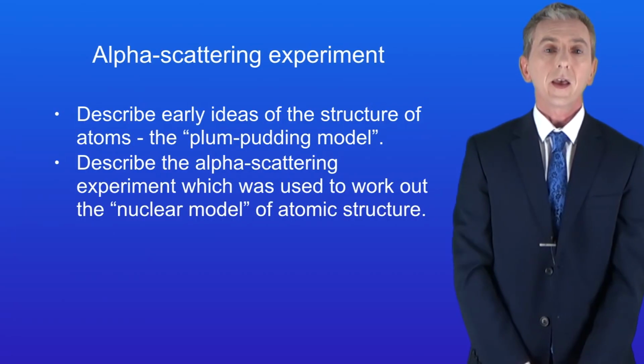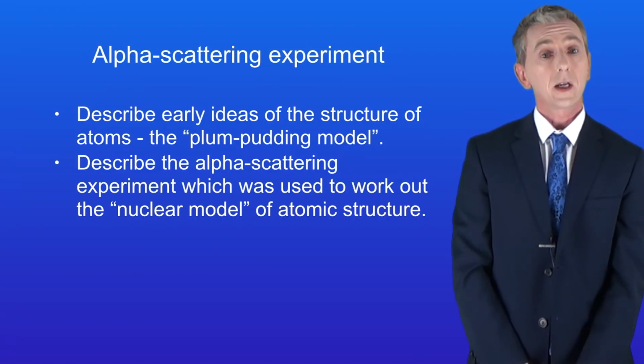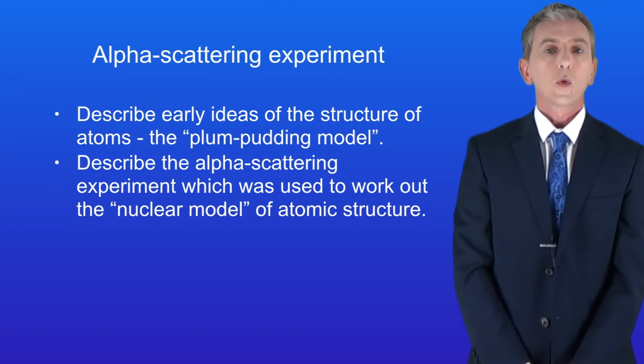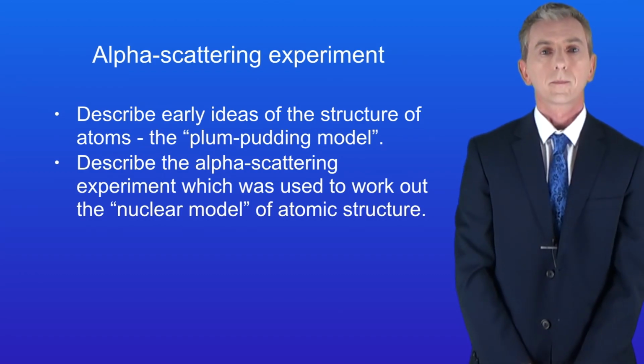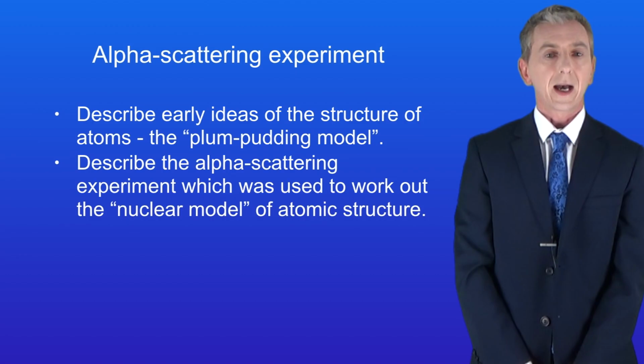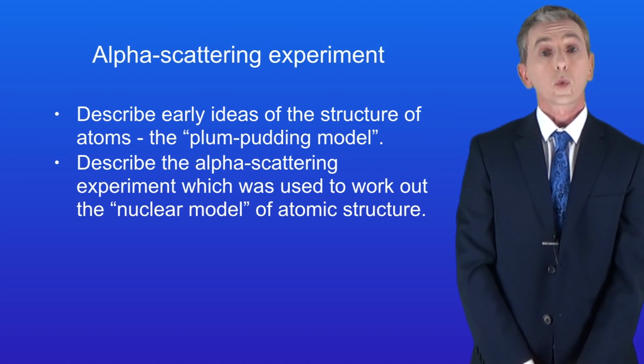By the end of this video, you should be able to describe early ideas of the structure of atoms. We call this the Plum-pudding model. You should then be able to describe the alpha scattering experiment, which was used to work out the nuclear model of atomic structure, which is the currently accepted model.